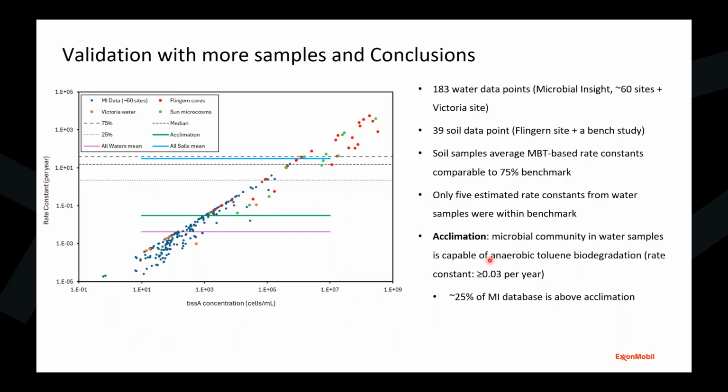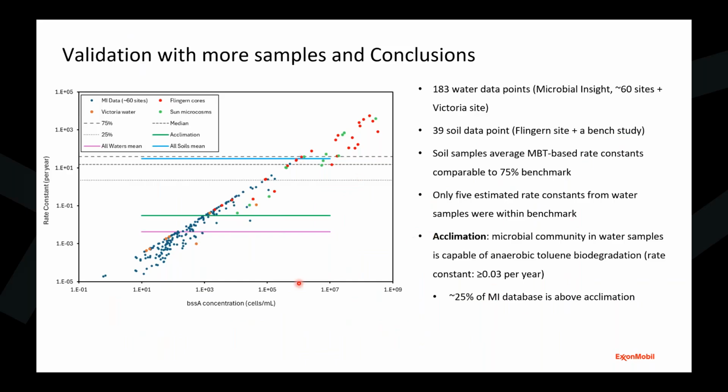Now, the 0.03 is, I would say, not a magic number. I mean, there is nothing written in stone about this number. It's simply 1/10 of what is currently used in the field. So in the field, when we want to calculate rate constant for toluene degradation, it's actually a rule of thumb pretty much, and 0.3 is used as the rate constant to calculate toluene biodegradation.